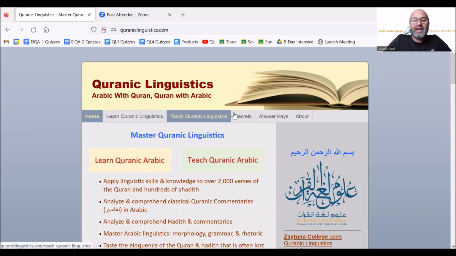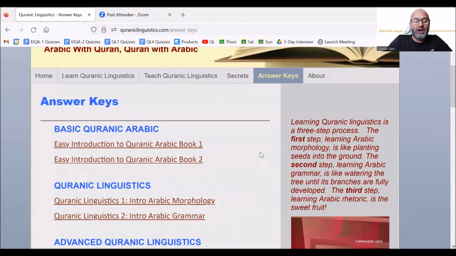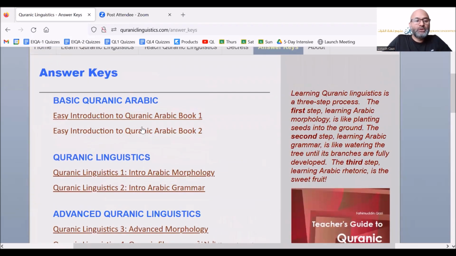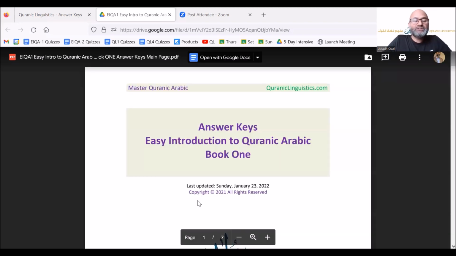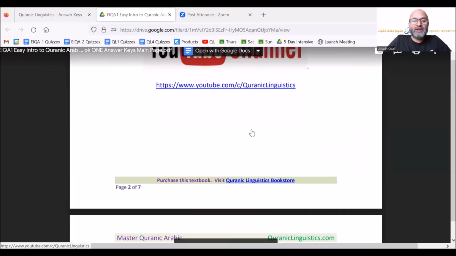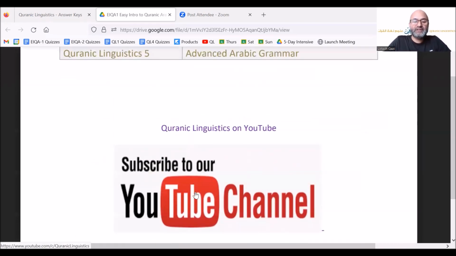So you look at the tab, it says answer keys. In the answer keys, you will see all of my books have answer keys. You will choose this book here, Easy Introduction to Quranic Arabic. And it opens up a new page, answer keys, and you just scroll down and you find what you need. First person pronouns, pages 9 and 10. Second person, third person, and all the answer keys are right here. This is where you find the answer keys.